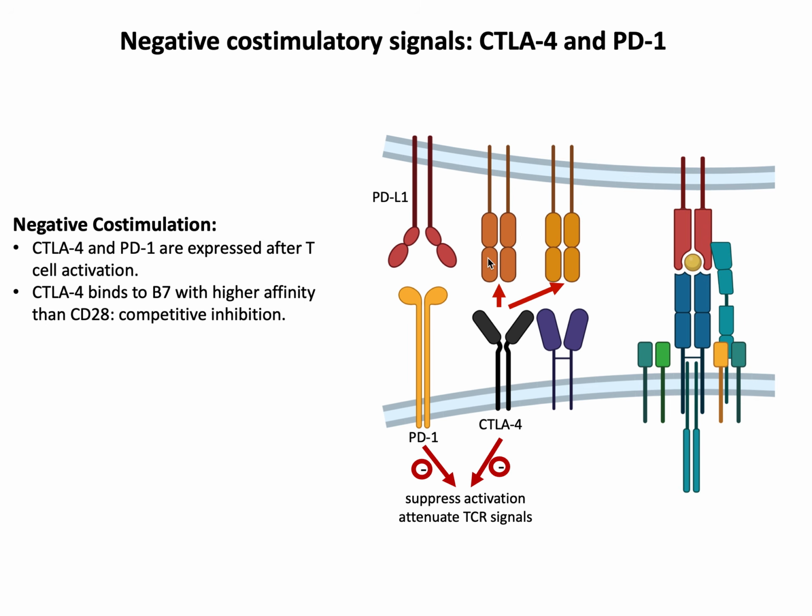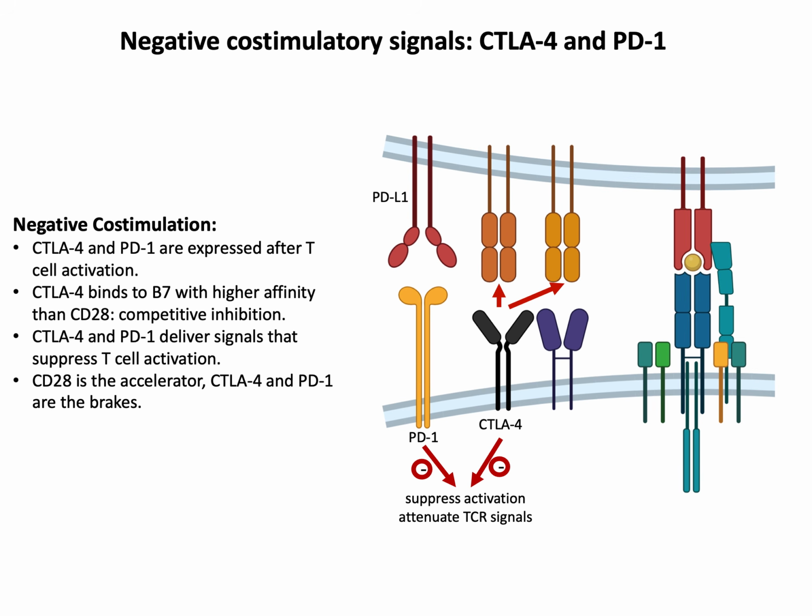CTLA4 actually binds to B7-1 and B7-2, but with higher affinity than CD28, and so it competitively inhibits the ability of CD28 to bind these molecules. Both CTLA4 and PD-1 deliver suppressive signals to the T cell that downregulate their activation. You can think of it as CD28 being the accelerator on T cell activation, whereas CTLA4 and PD-1 are the brakes. And it's important to know about PD-1 and CTLA4 because these have become important targets for cancer immunotherapy. Blocking these molecules can enhance the T cell response to tumor antigens.